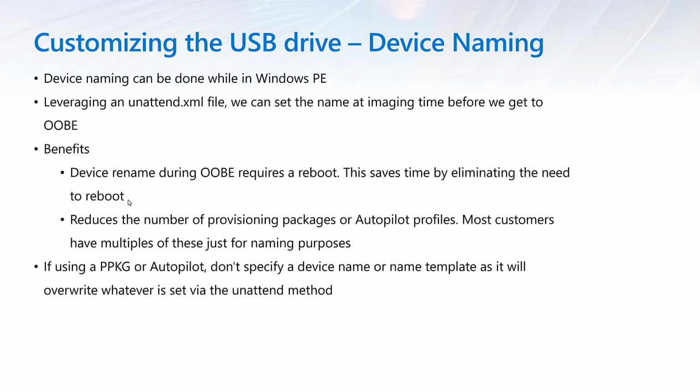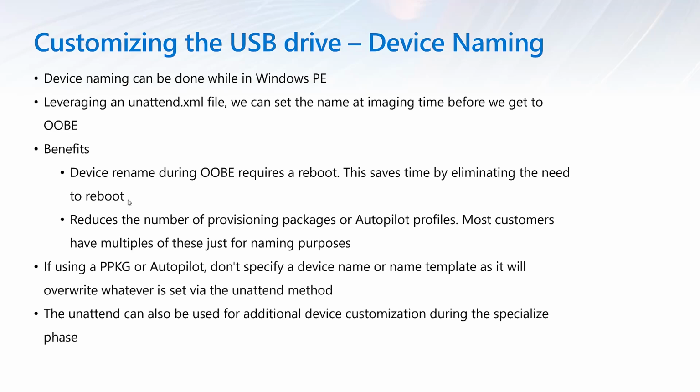So if using a provisioning package or Autopilot, we don't want to specify the device name or name template, as it will overwrite whatever is set via the unattend method. And the unattend can also be used for additional device customization during the specialize phase. So if you want to run a separate command, like an asynchronous command during specialize, as we're installing Windows and it's getting itself ready, you can do that as well inside of the unattend. We primarily use the unattend just for naming, but you can do other things as well.